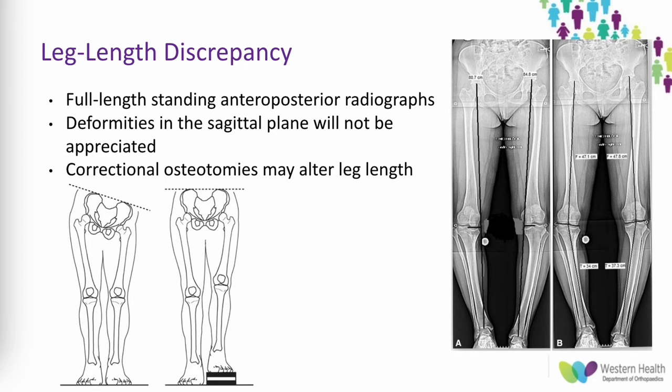An important thing to note is that deformities in the sagittal plane will not be appreciated. And the reason why this is all important is that when you perform your correctional osteotomy, it may alter leg length, so it's something important to consider.